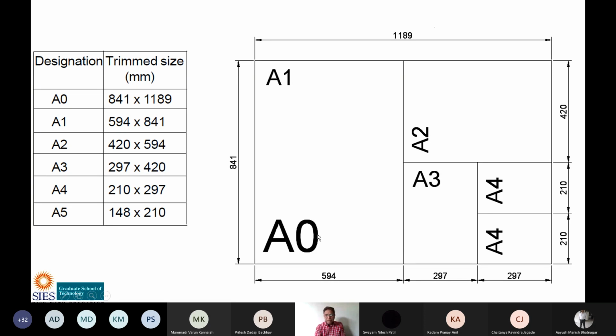These are the sizes of drawing sheets, so remember this. Throughout your life you have to remember these sizes of the drawing sheet, and these are the dimensions of the drawing sheet.